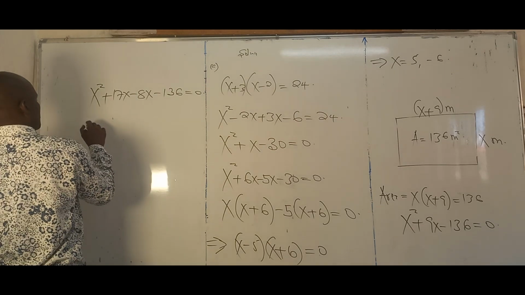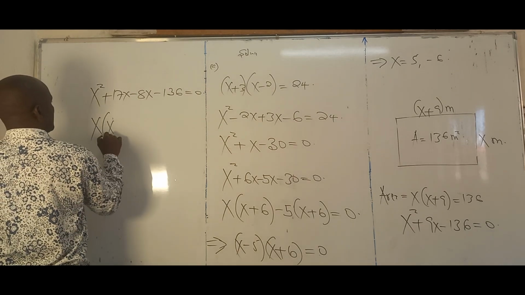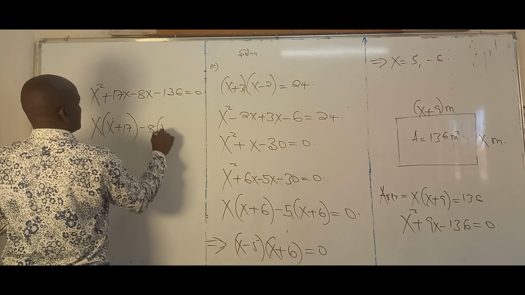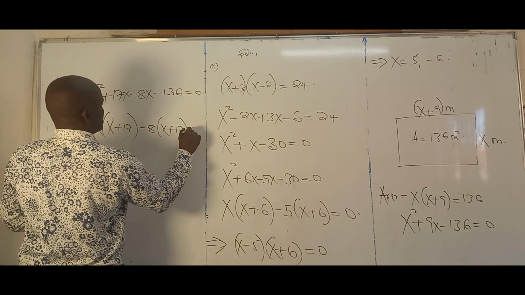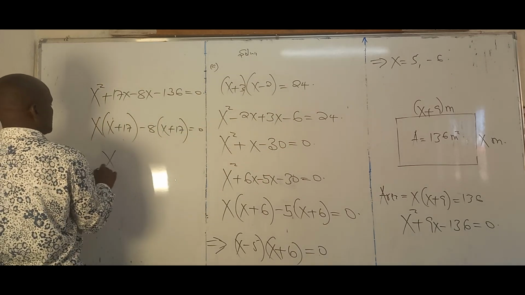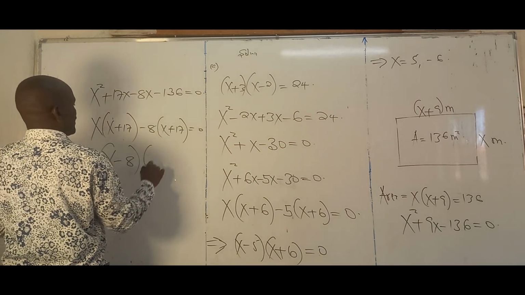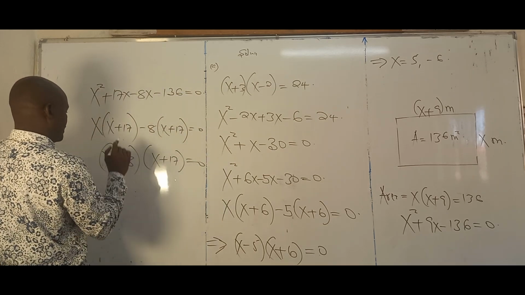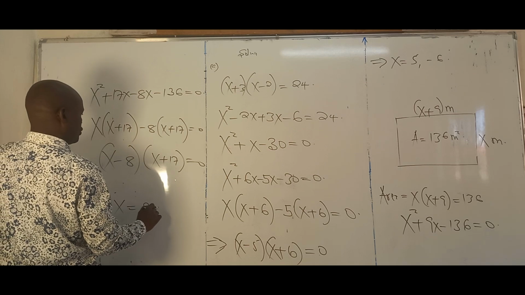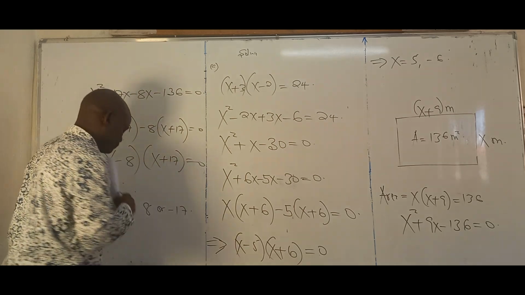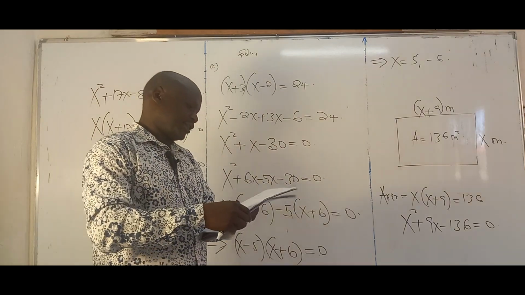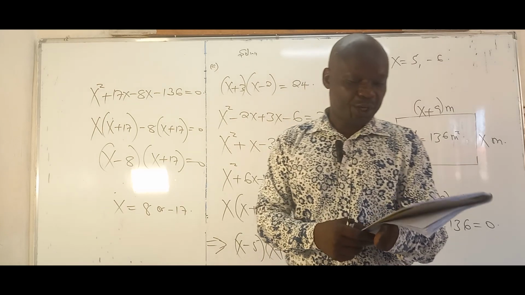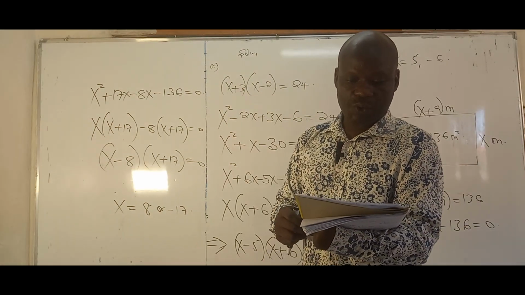So I'll factorize here. It will be x plus 17, then here I also have minus 8, again x plus 17 is equal to 0. That means I'll have x minus 8 into x plus 17 is equal to 0. Therefore, x is expected to be 8 or negative 17.